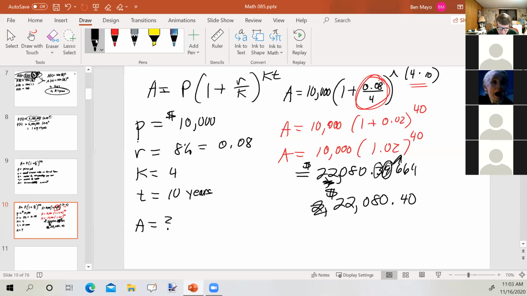So $22,080.40. So if you deposit $10,000 at 8% compounded quarterly for 10 years, you'll more than double your money, won't you? But nowadays you don't get 8%. You're lucky to get 0.8% at a savings institution. All right, any questions about this problem? Okay.